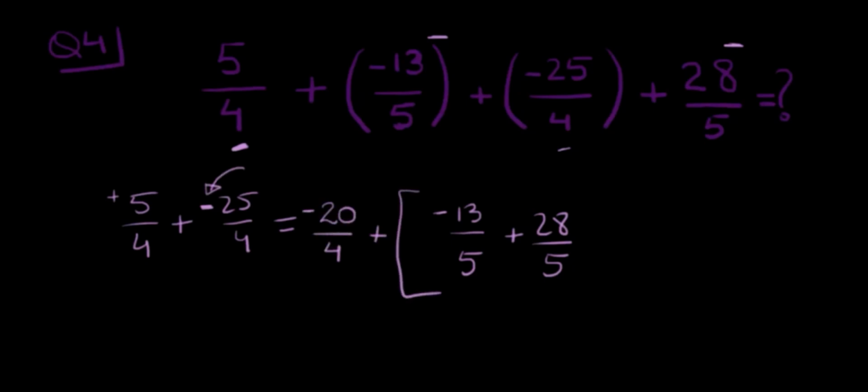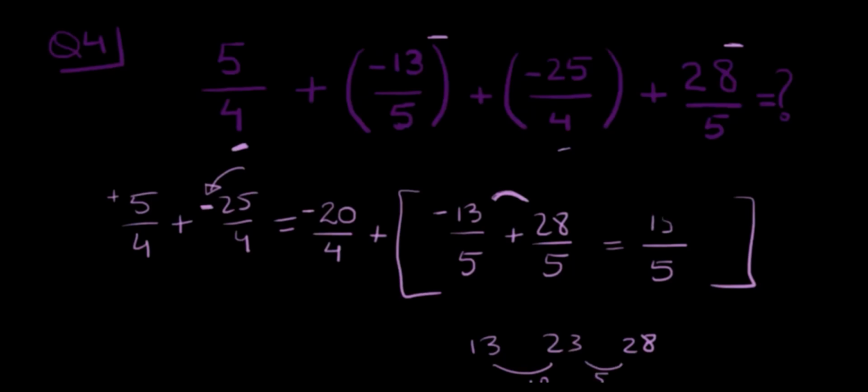Plus, I'm adding this thing in, which is equivalent to what? 5, the denominator stays the same. Negative 13, positive 28. I'm supposed to subtract. Opposite signs, I subtract. Again, what I would do is go from 13 to 28. So 13 to 23, that's a 10. 23 to 28, that's a 5. So I get a 15, sign of the bigger number. Okay, so I've got negative 20 over 4 plus 15 over 5.